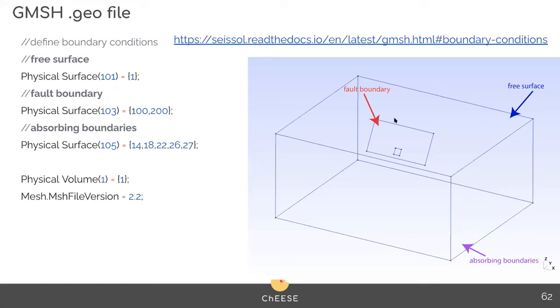Yeah, so the fault boundary will be the fault surface, and the free surface is on the top of the domain, and the other 5 surfaces around the domain will be absorbing boundaries. It's a good question. Is there any other questions? If not, then I'll move on to the next part.